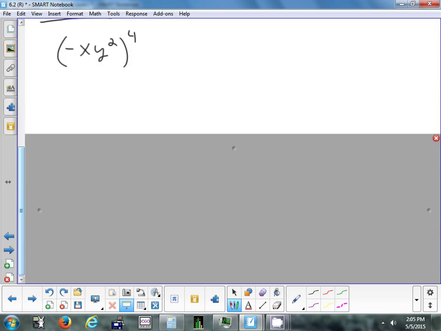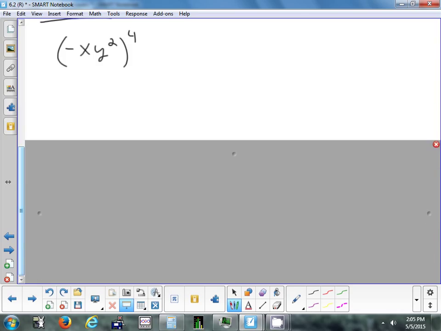2b. Now, when I simplify, the negative x and the y squared are separate, right? So I'm going to bring the 4 in here, and I'm going to bring the 4 in there. What am I going to get from negative x? It'll be negative x. What's the exponent going to be?